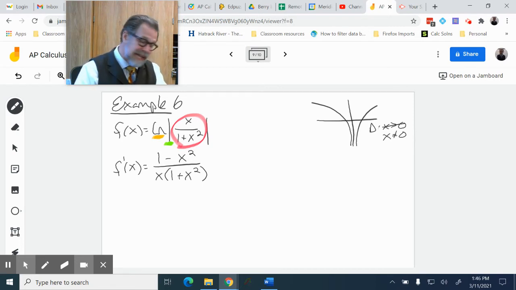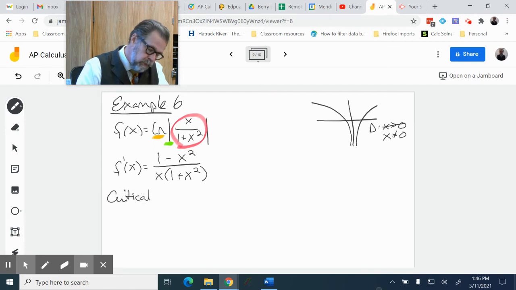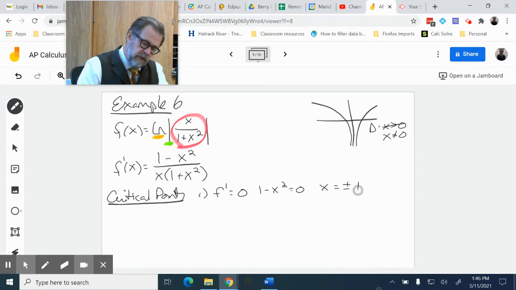All right, let's take a look at critical points. Critical points. 1, f prime equals 0. Well, clearly, f prime only equals 0 when 1 minus x squared is equal to 0, which means that x equals plus or minus 1. There's 2 critical points.